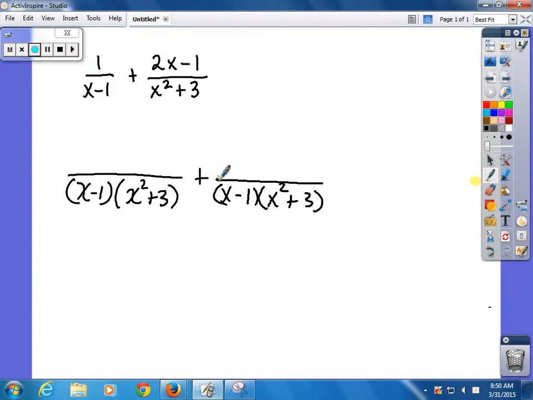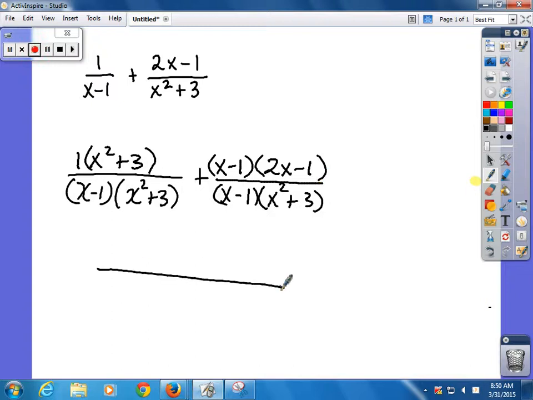And how many times will x minus 1 go into this? x squared plus 3 times 1 is 1 times x squared plus 3. How many times will x squared plus 3 go into this? x minus 1 times this is the FOIL method. So right here is going to give us, and all that's over one denominator, x squared plus 3.